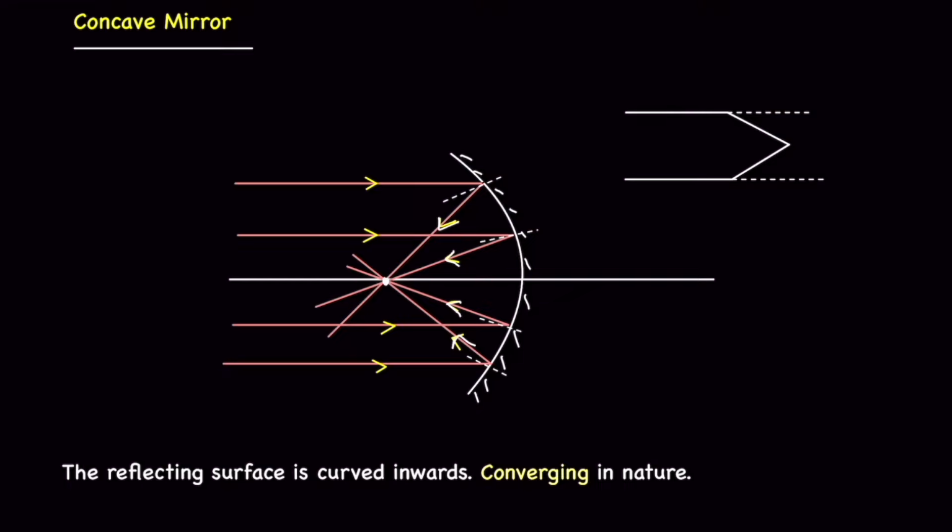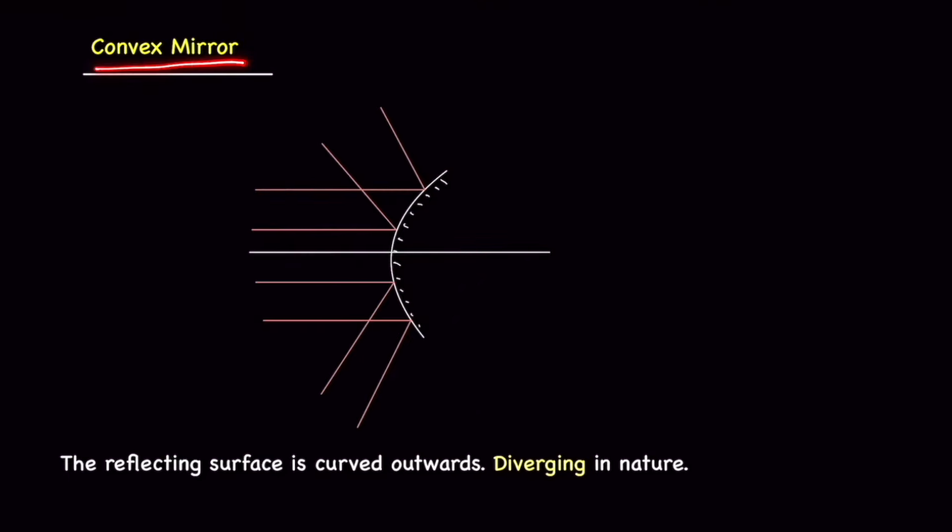Next is convex mirror. So convex mirror is bulging out. This is a convex mirror. So here is the incident ray which is parallel to each other. When it touches the surface, it gets diverged. So convex mirror is curved outward and it is diverging in nature.